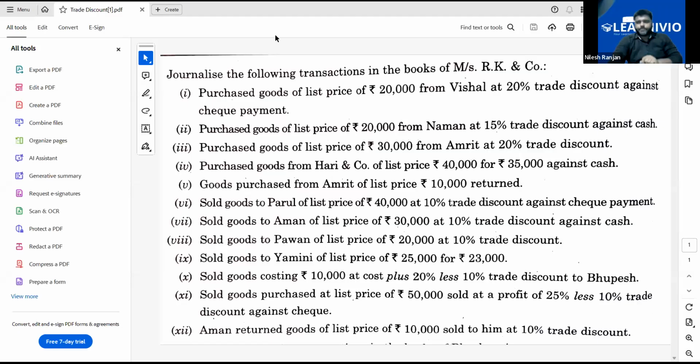Okay, first I will, no, actually, we cannot solve the discount portion rightly. First, I will complete some basic transactions, then you will be able to understand all this. Okay, sure. So here it is, the PDF sheet.